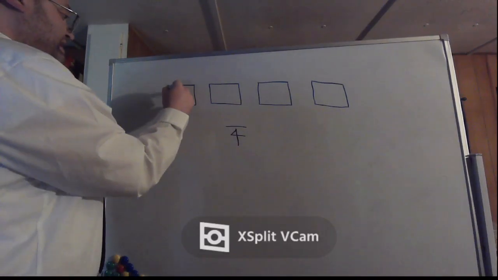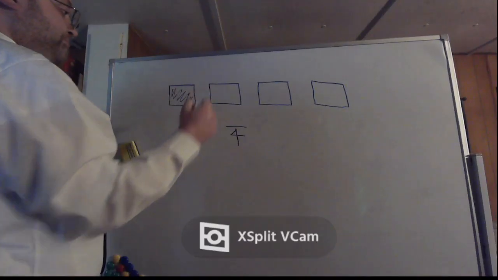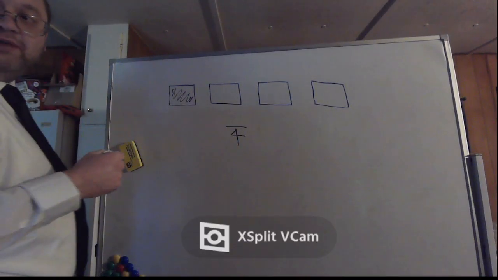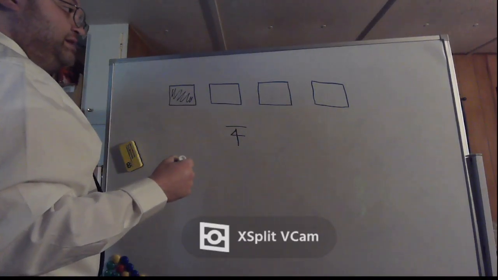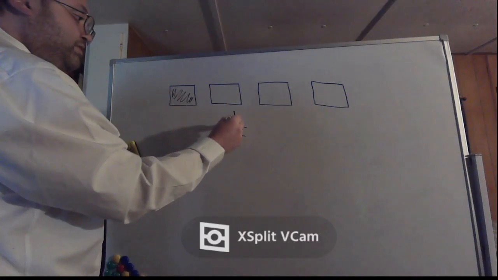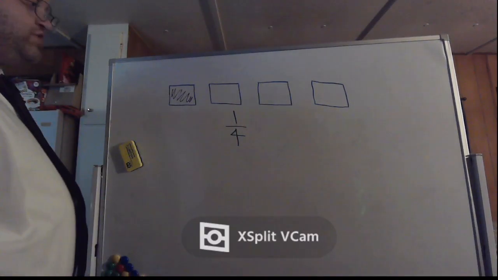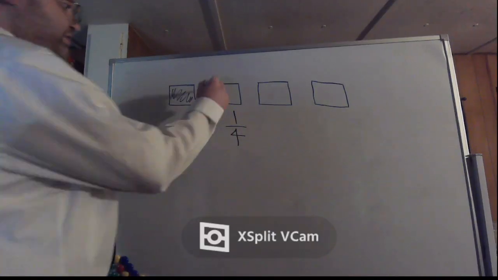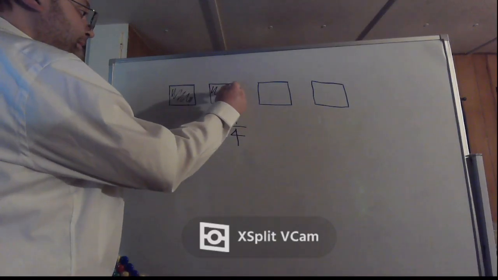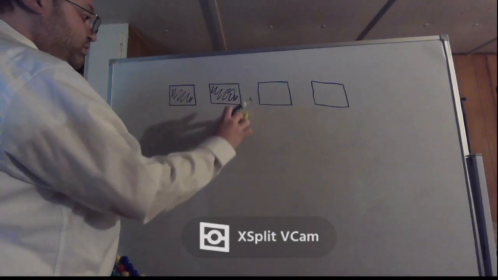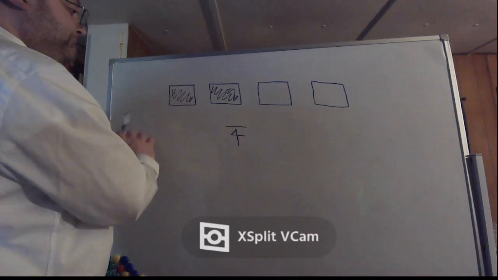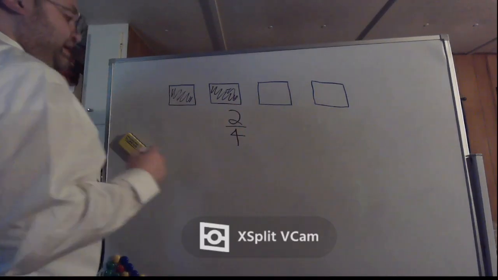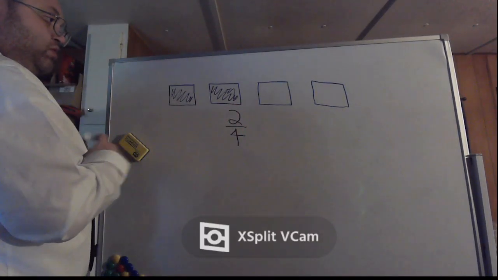Now let's say I decide I'm going to shade some of them in here. If I shade one of them in, how many pieces are shaded? 1/4. So the fraction representation of that would be 1/4. If I shade another in, that's going to be 2/4. So I think you get the idea with where we're going with this.